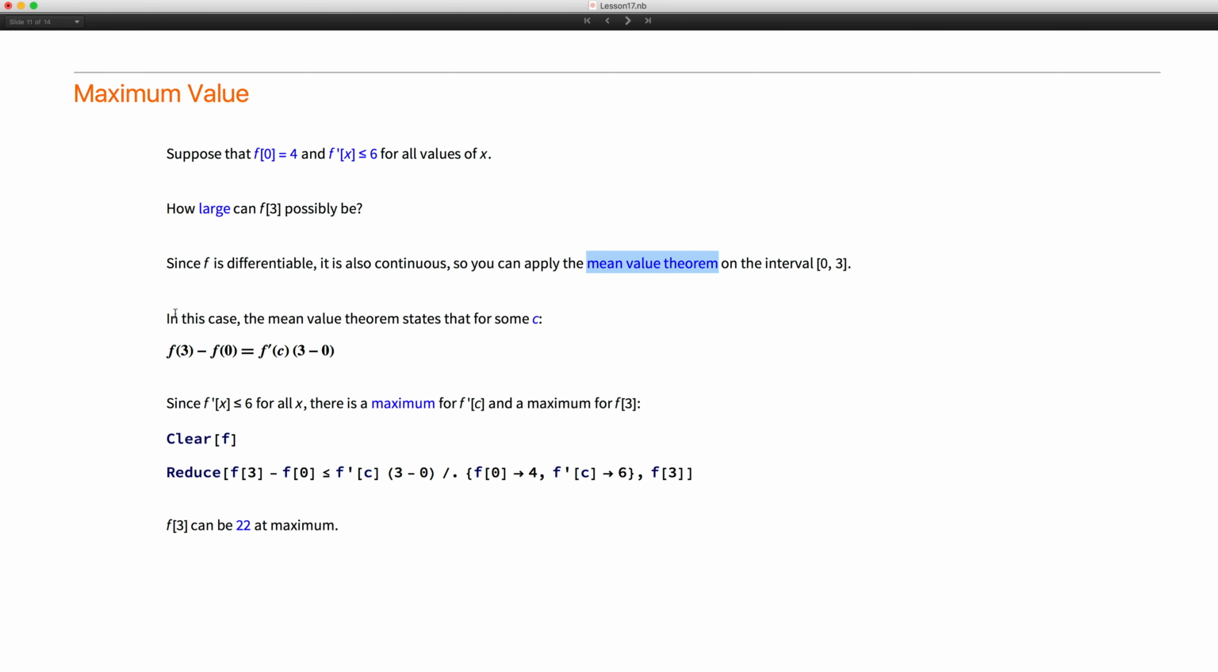The mean value theorem says that f of 3 minus f of 0 is the value of the derivative at that point c times 3 minus 0. So you have a c with that property. Now, because f prime is less than or equal to 6, you set up the equation which puts f prime of c to be at most 6, and you solve it for f of 3, and you find that the value of f at 3 can be at most 22.